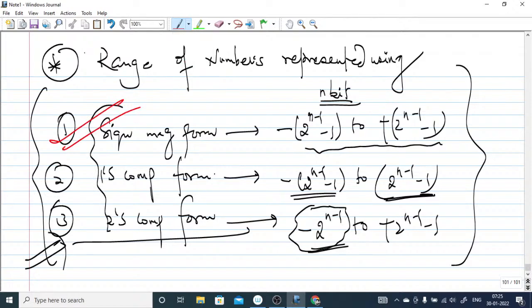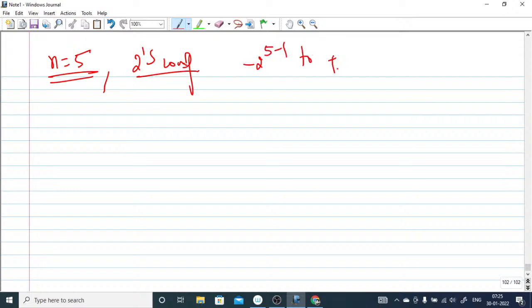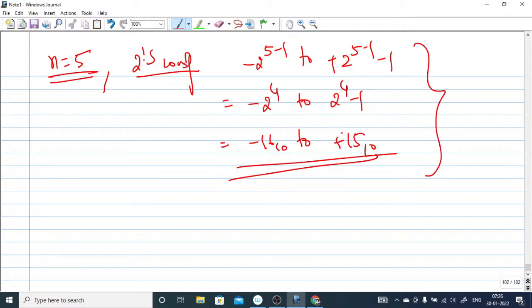So just for recapitulation I'm telling you, you can also take an example. Suppose n equal to 5. So what is the range in case of 2's complement? You can say that minus 2 to the power 5 minus 1 to plus 2 to the power 5 minus 1 minus 1. So it will be from minus 16 to plus 15. So one of the catch points is that 2's complement does not have symmetrical ranges, right?